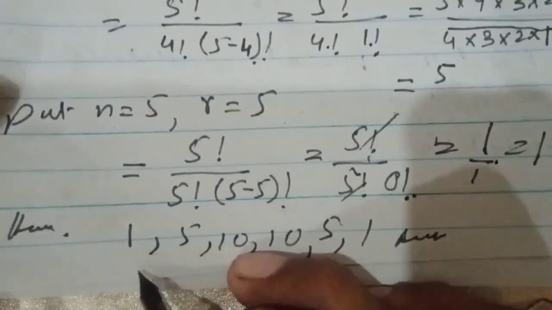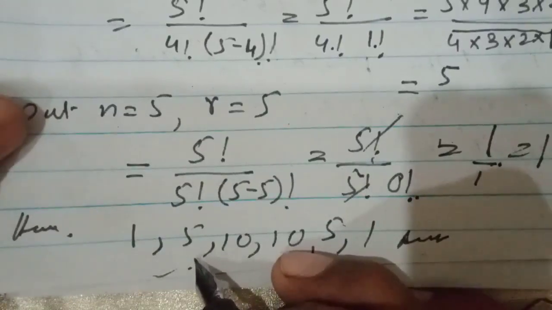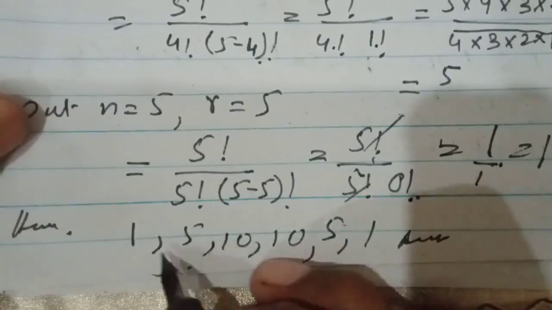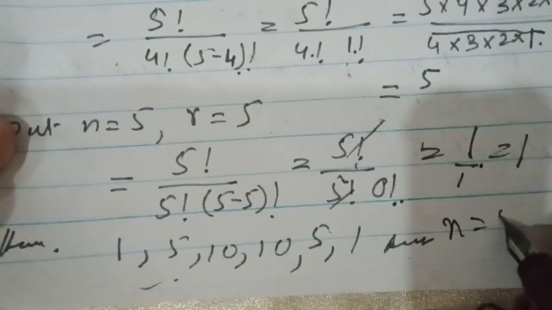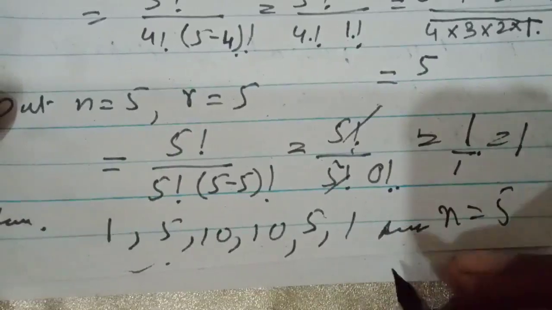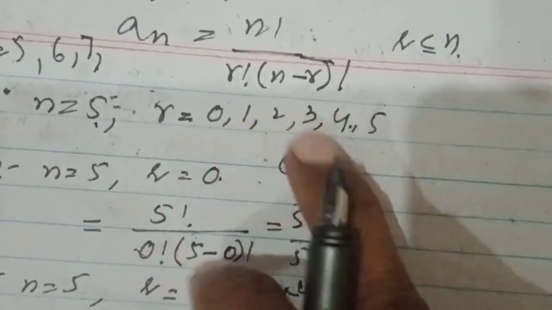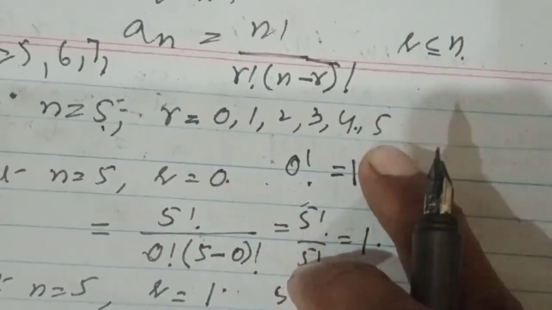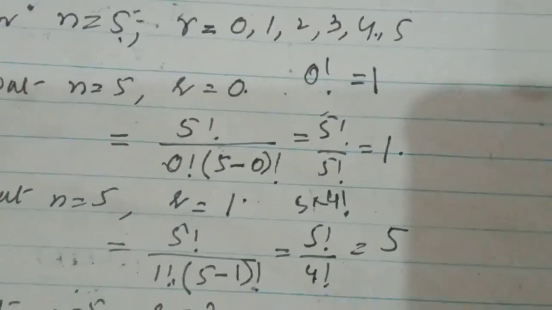So these are the possible Pascal sequence values. We have found the Pascal sequence for when n is equal to 5. Now you can find n is equal to 6, and you have to take more terms, that is, you have to take r up to 6: 0, 1, 2, and so on. r starts from 0, not from 1, but n cannot be from 0. Okay, take care, goodbye.